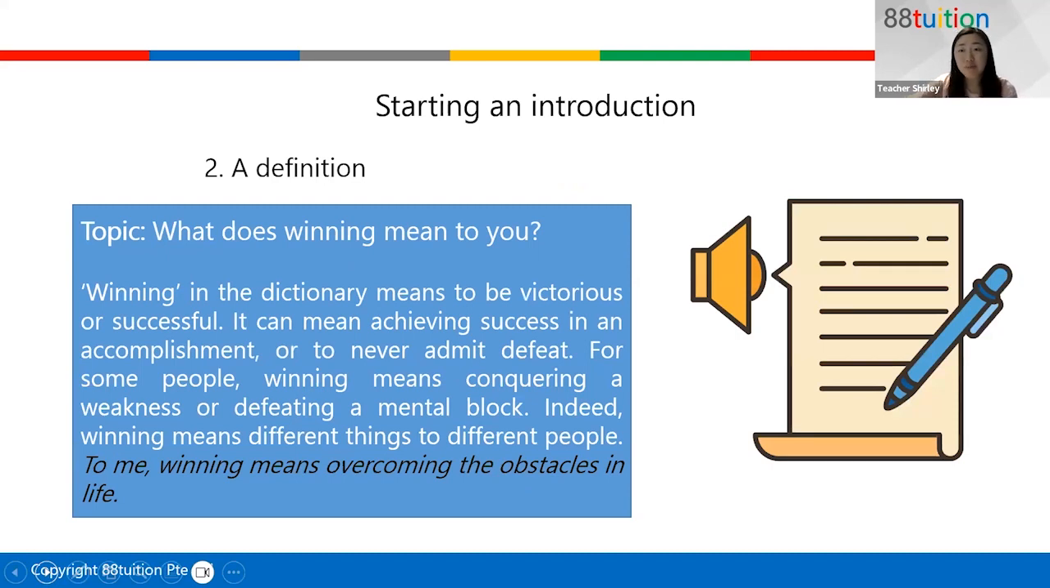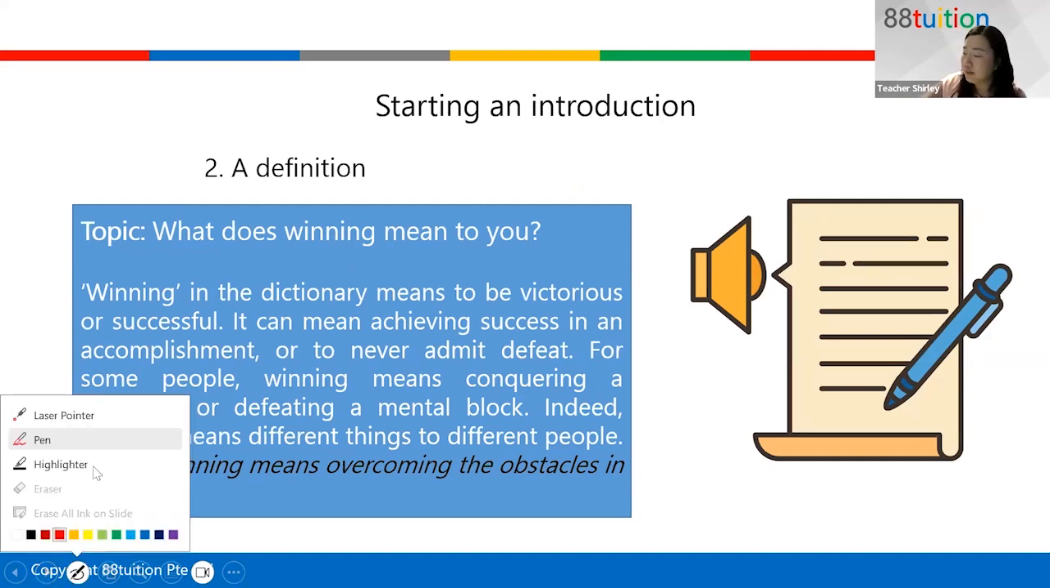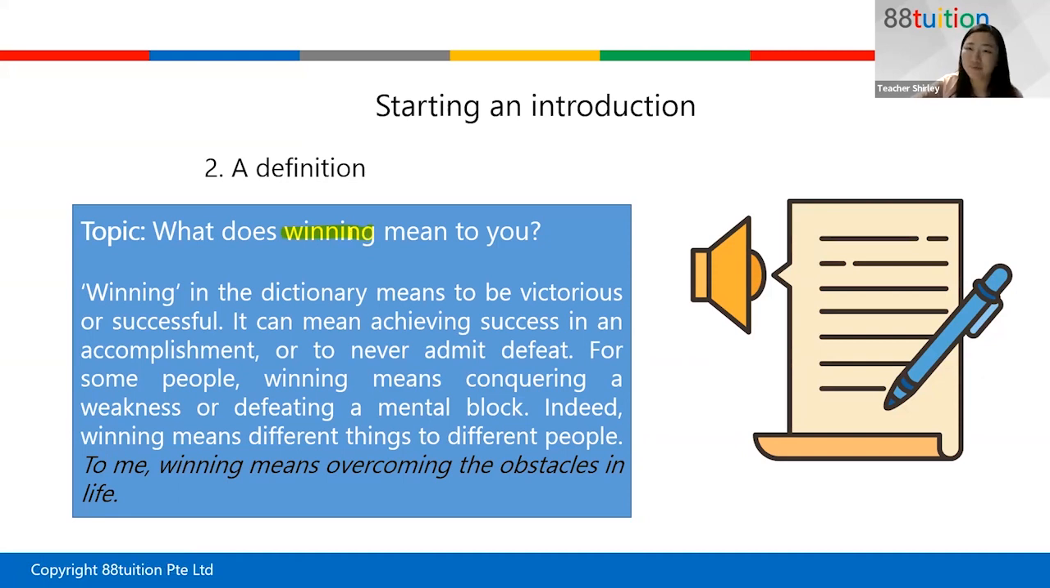Okay, now first method, sneak preview. Second method is actually definition. I think your teacher might have taught you before to define one of the keywords in the question. So in this case, the question is, what does winning mean to you? So of course, the keyword here is winning, right? So you have to define winning.